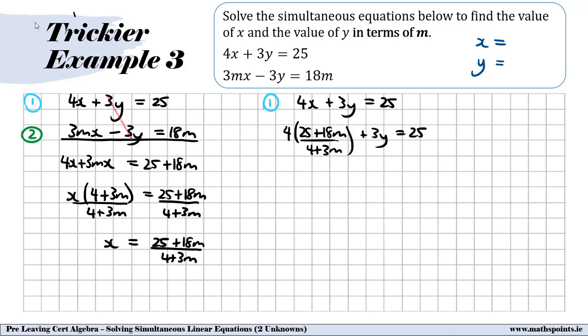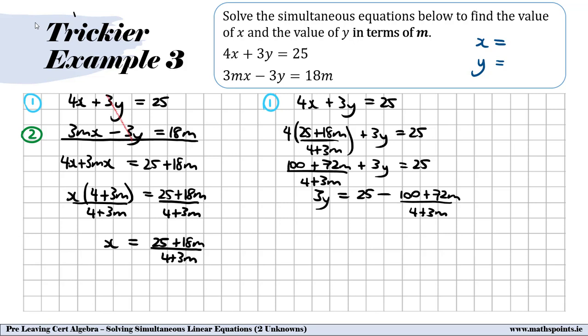And remember, we're trying to get y on its own here to find the value of the y variable in terms of m. I'm going to multiply out the top of the fraction. So I have 100 plus 72m over 4 plus 3m, plus 3y equals 25. I'm going to remove all of the terms on the left that aren't y's, and the way I'm going to do that is I'm going to subtract 100 plus 72m over 4 plus 3m from both sides. So on the left I'm left with 3y, and then on the right hand side I have 25 minus 100 plus 72m over 4 plus 3m.